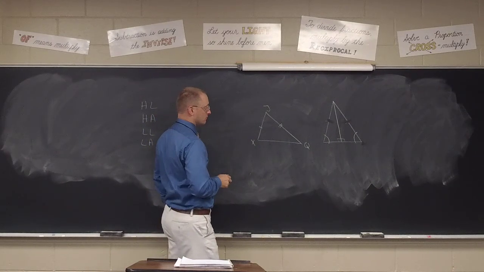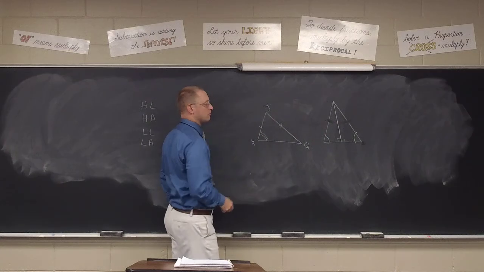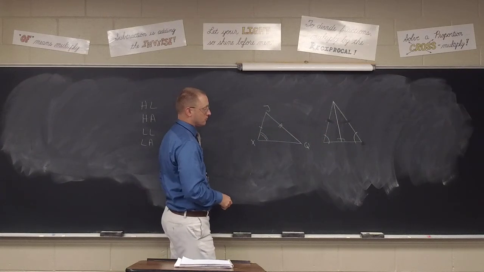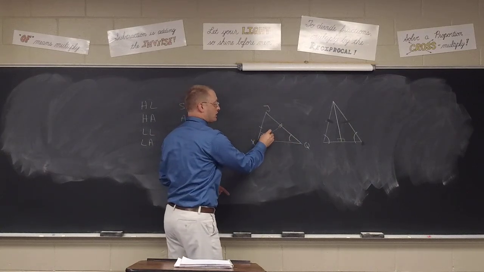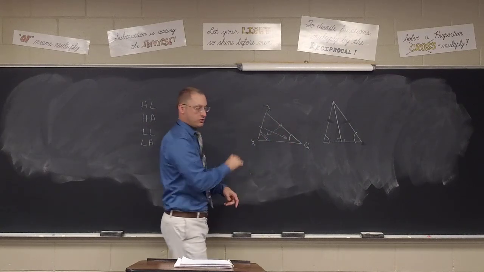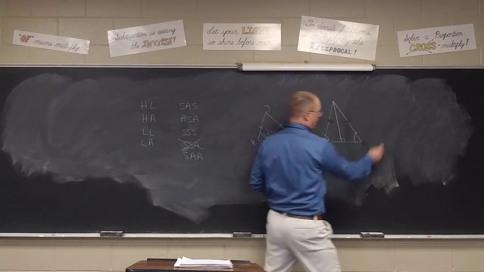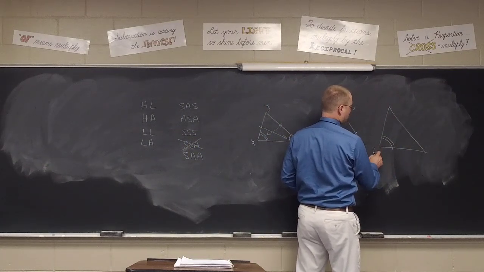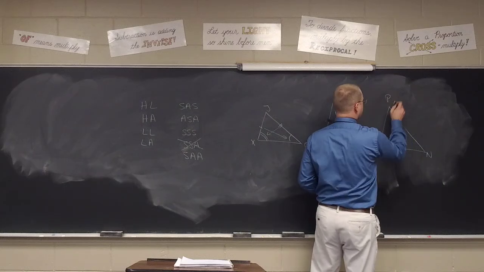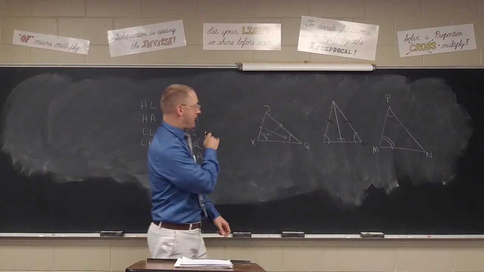The angle X is bigger than angle Q. Then I know that angle X, which is across from the big side, is bigger than angle Q across from the little side. Good. What if I had a triangle and I knew that this angle, let's just call it M, is bigger than this angle P? I know that M is bigger than P.